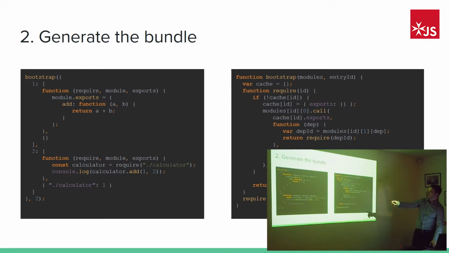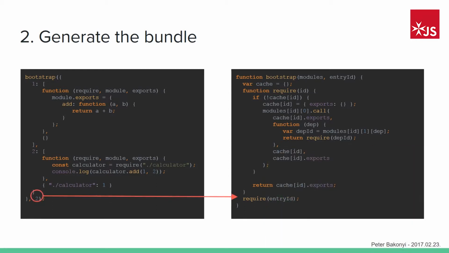So what will happen when we call that function? Here it will start requiring the entry ID, which is the second one, the index.js. And if we start to execute this code in our head, what will happen is that this function will be called, and since it's not in the cache, because the cache is just an empty object, it will put in the cache an empty object that represents the module, and then it will call the function that belongs to that module, and actually it will start to execute this function.